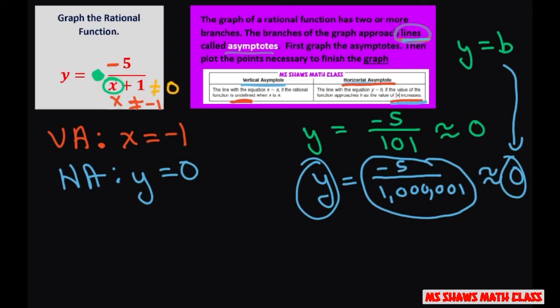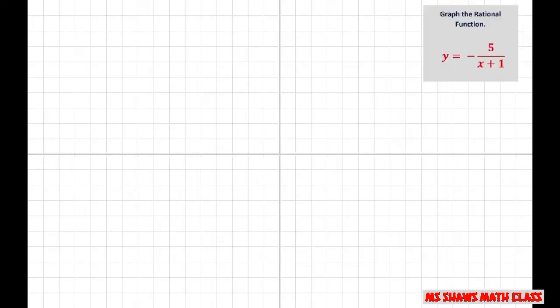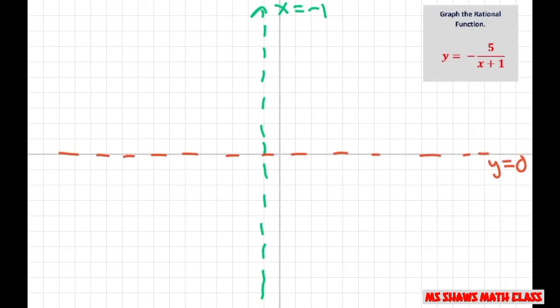So let's plot the lines, and then we're going to pick some points to graph. So we had x equals -1 is a vertical asymptote. I do a dashed line because like a ghost line. So that's x equals -1. And my horizontal asymptote was y equals 0. So this is your new framework. Instead of graphing from starting at 0, we're going to do the start in this area.